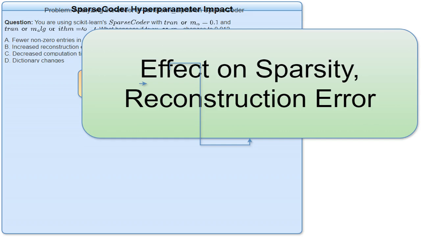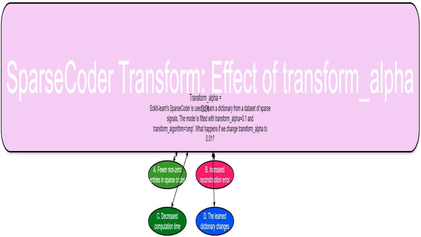I'm investigating how the change in transform_alpha modifies the sparsity of the solution, how many non-zero entries in the sparse code, and the accuracy of signal reconstruction. The trade-off is between how sparse the representation is and how accurately it reconstructs the original signal. It's a balancing act. I'm examining how changing the transform_alpha parameter in scikit-learn's SparseCoder affects the results.